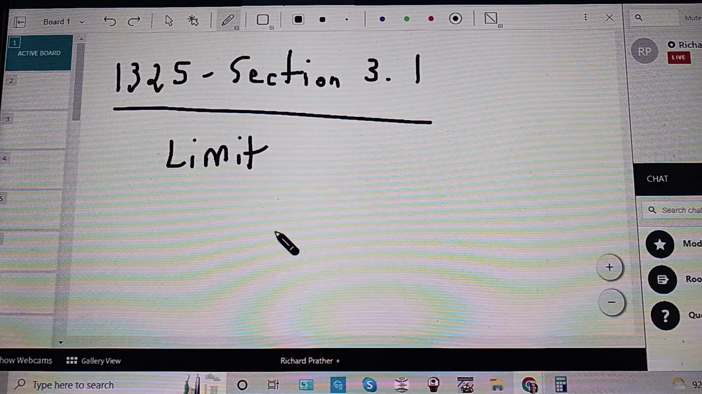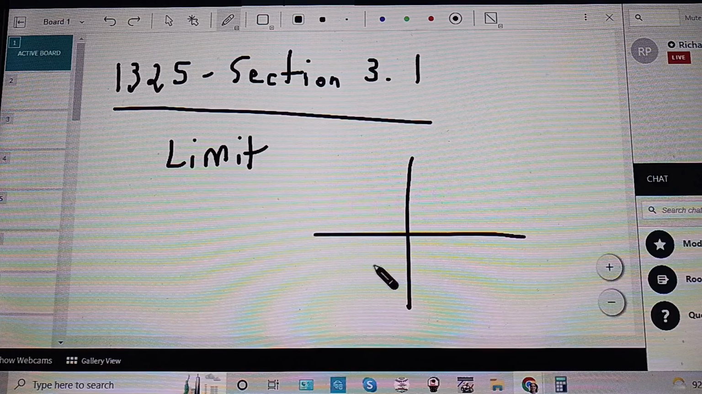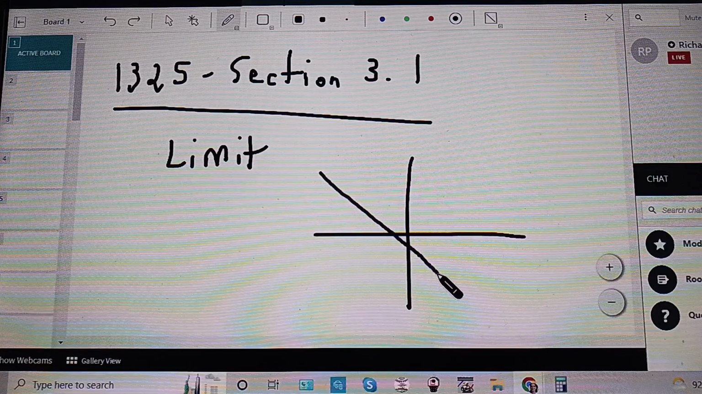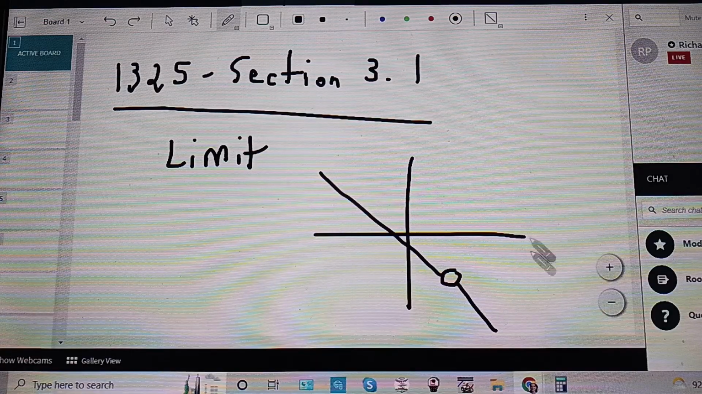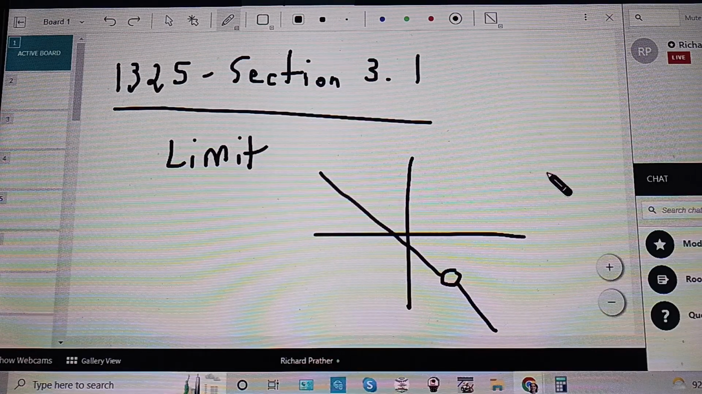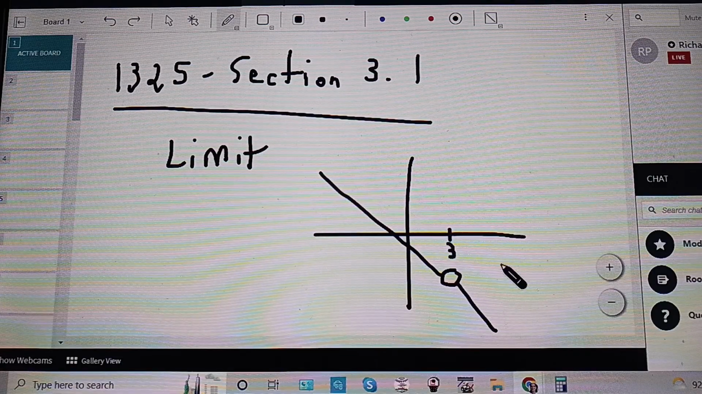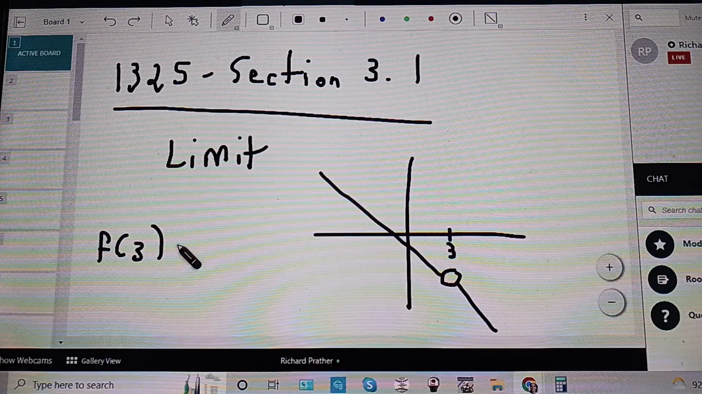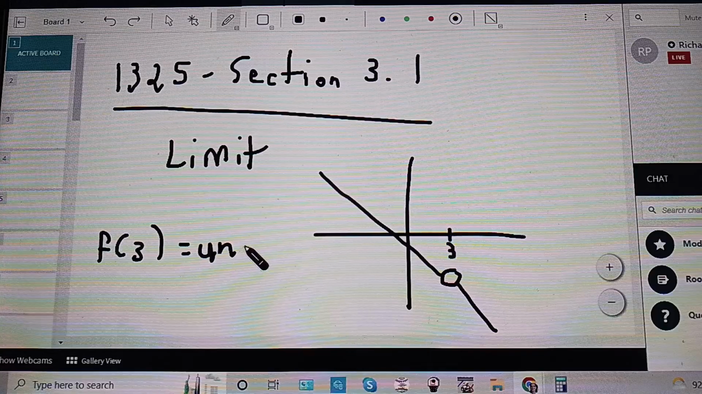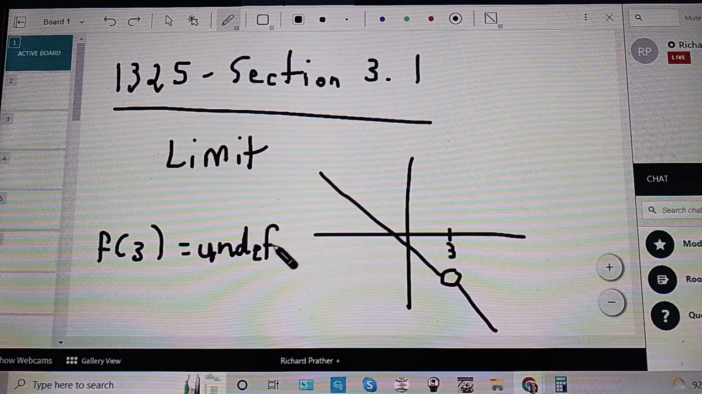The idea of a limit is, say you have some kind of graph. A good example of it is a piecewise function where maybe the graph comes in like this, there's an open circle there, and then it keeps going. And maybe you just have a graph like that with a hole in the graph. If this is x equals 3 right here, the function evaluated at 3 is undefined because there's literally nothing there at 3 to touch.